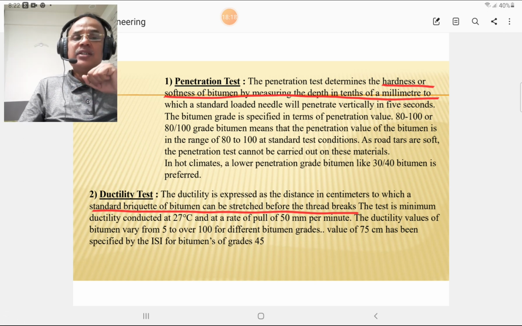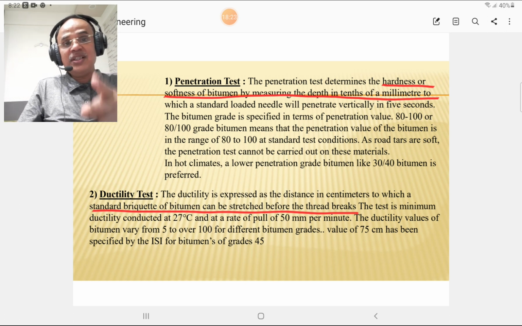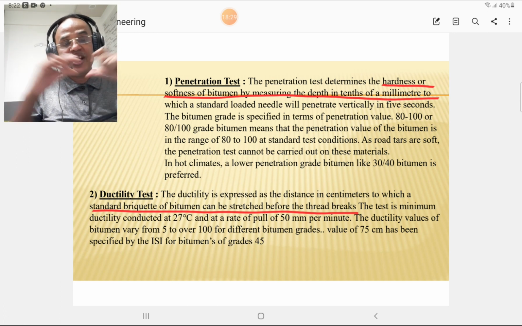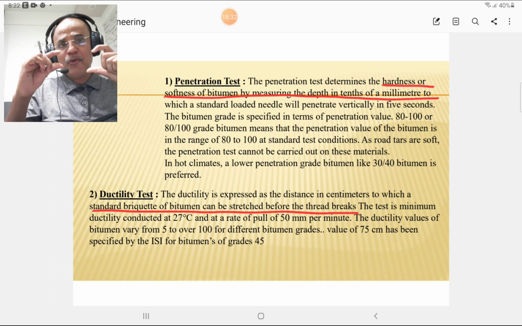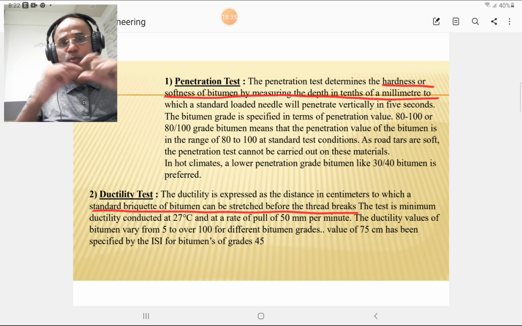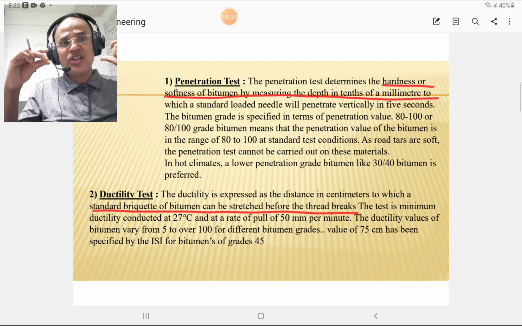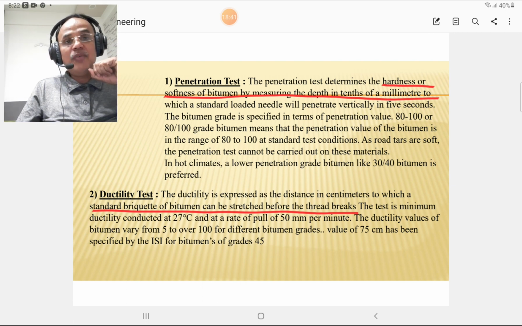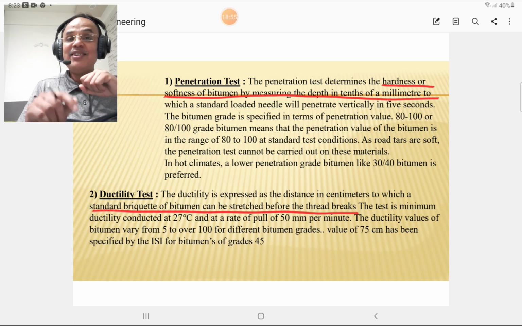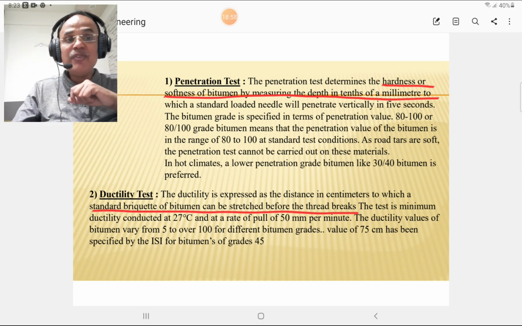Ductility test. Ductility is expressed as the distance in centimeter. Penetration is distance in mm, but ductility is the distance in centimeter to which a standard briquette of bitumen can be stretched before its thread breaks. Two briquette weights are used, the bitumen is filled in between them, and they are stretched, and the value at which the thread breaks is calculated. The test is conducted at a minimum ductility temperature of 27 degrees Celsius. That is very important. And the rate of pull is 50 mm per minute. Distance is measured in centimeter, but the rate of pull is 50 mm per minute.